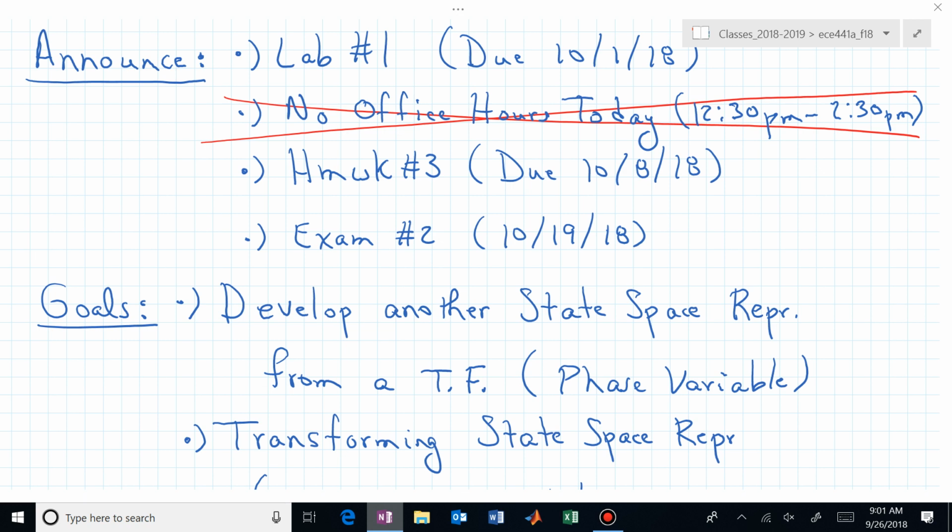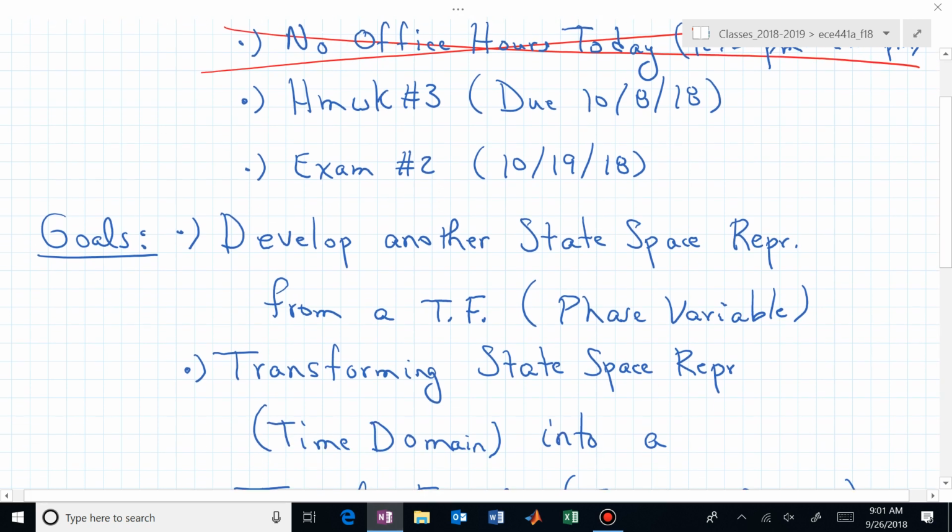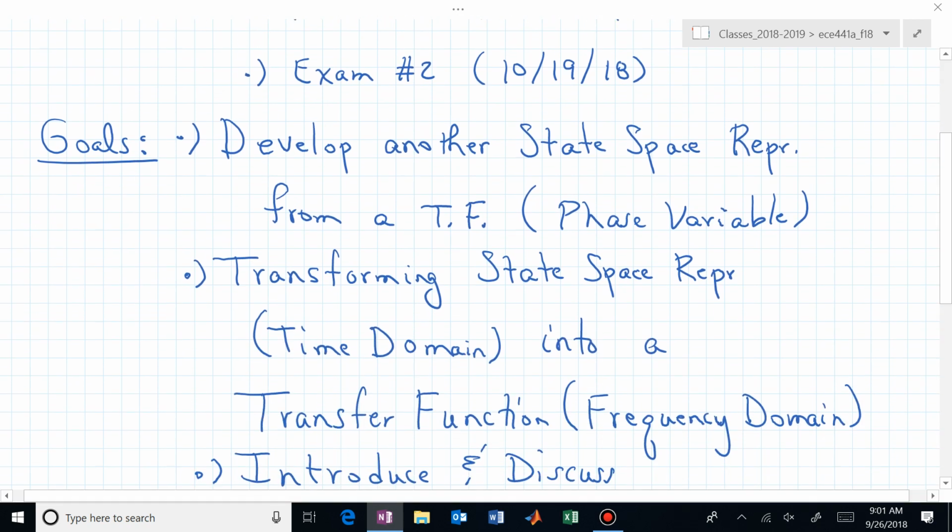We're now going to be focusing in the third unit on state space representations, and that will be part of the material that will be covered on exam number 2, which is going to be on us before we know it, the 19th of October. That's another Friday from a few weeks from now.